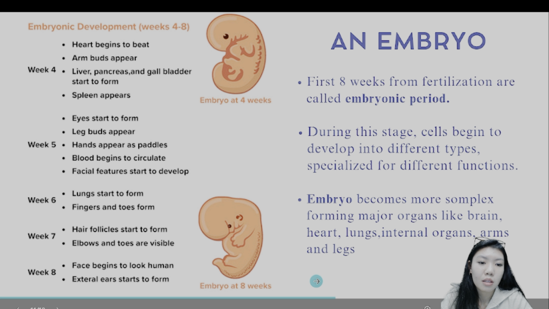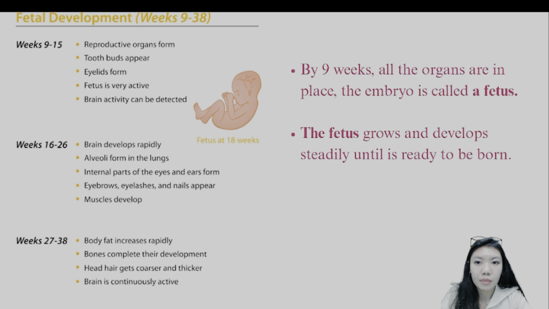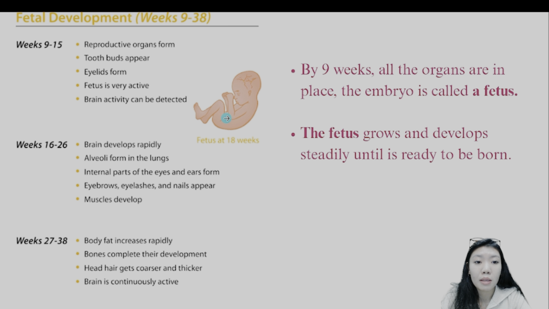So, the embryo is complex. Why? Because it forms major organs like the brain, heart, lungs, internal organs, and arms and legs. After that, from the 9th till the 38th week, we have fetal development. So, the embryo after the 9th week we call a fetus. The fetus grows and develops steadily until it's ready to be born.